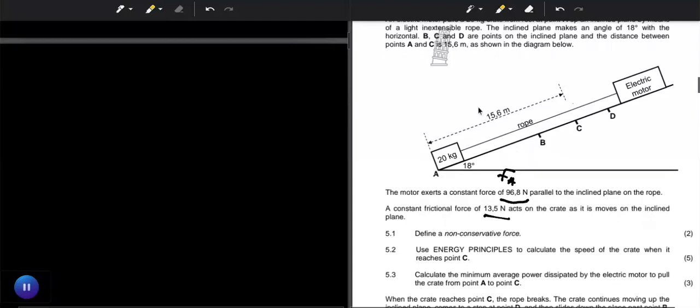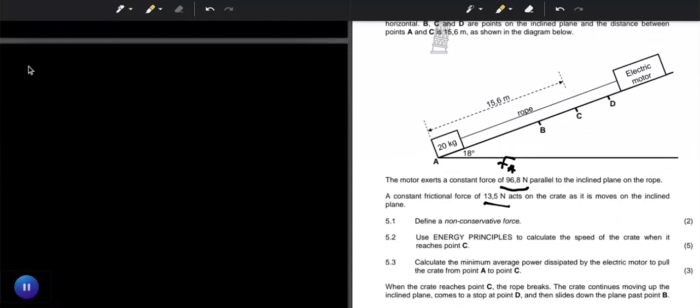Right, let's go to the next question, question 5.2. Use the energy principle to calculate the speed of the crate when it reaches point C. So they want us to get our V final over here. They're looking for the final velocity at this point.